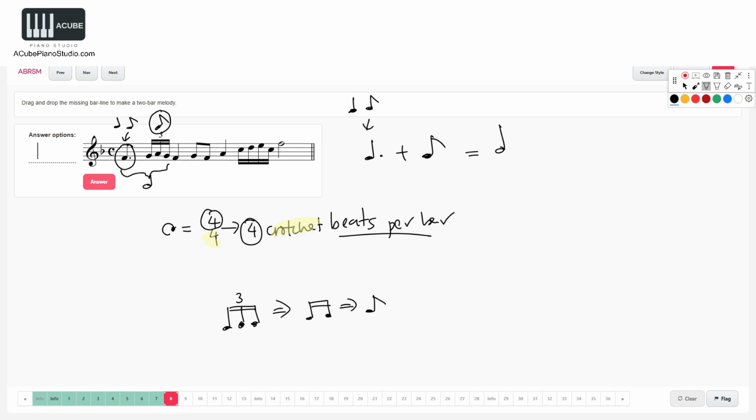So a minim equals 2 crochets. We need 4/4 time, which is 4 crochets per bar. So we still need 2 more crochets. So this is the third crochet, and then 2 quavers make a crochet. So this is the 4th crochet. So my bar line should be here.